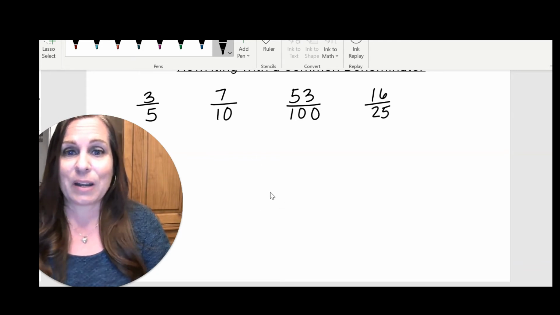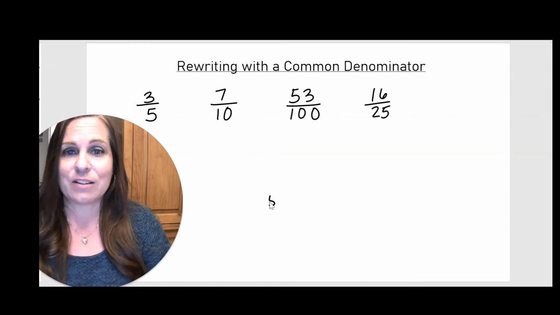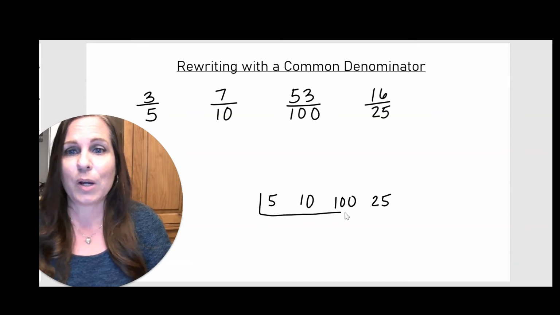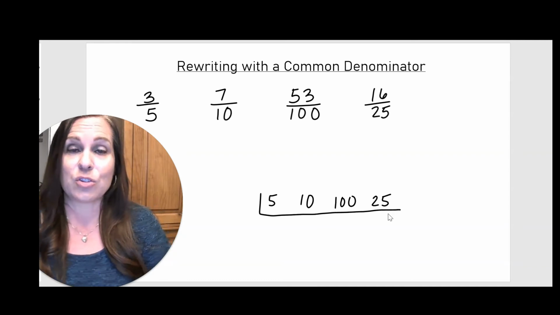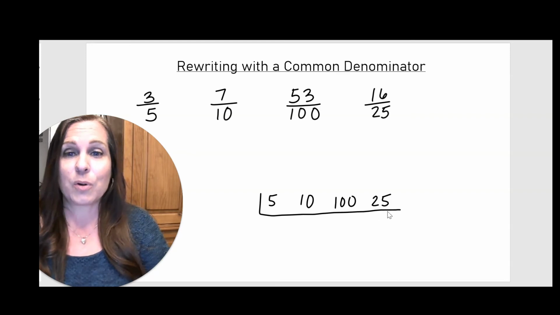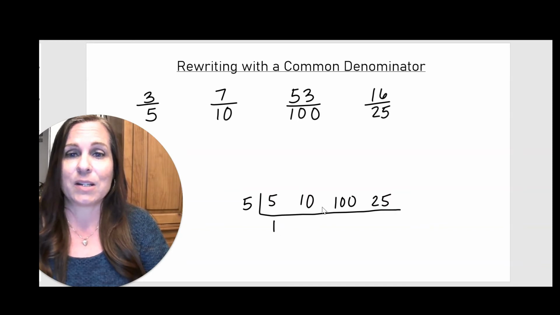So I'm going to write my 4 numbers here: 5, 10, 100, and 25. And I'm going to think of what number I can divide into all 4 of these with no remainder. So all 4 of these numbers are divisible by 5. So let's do it. 5 divided by 5 is 1, 10 divided by 5 is 2, 100 divided by 5 is 20, and 25 divided by 5 is 5.